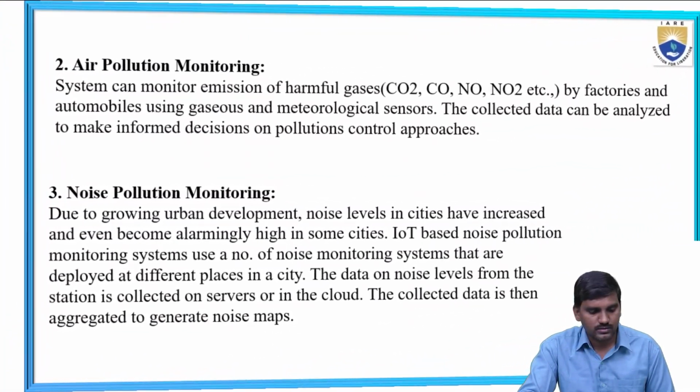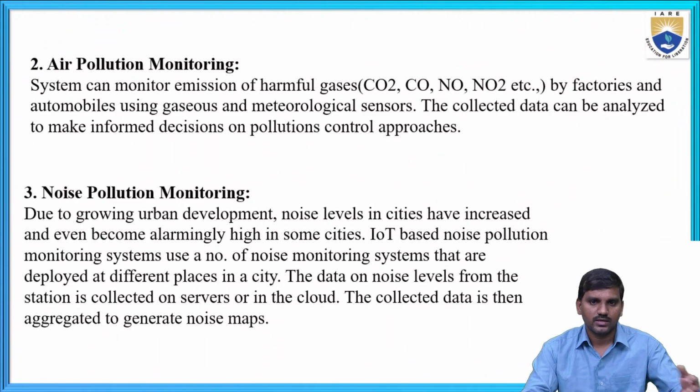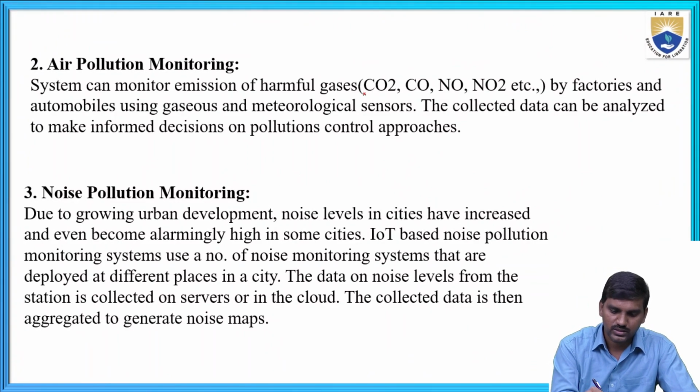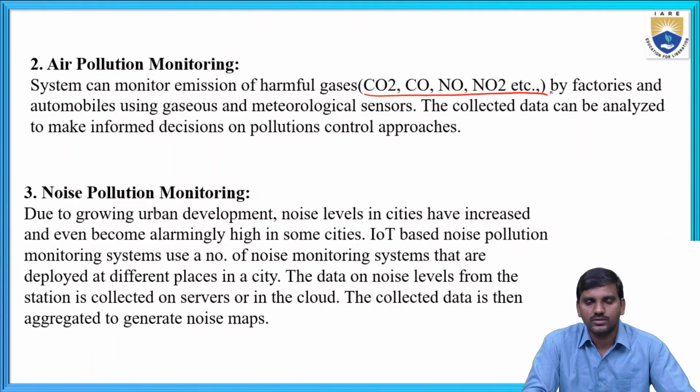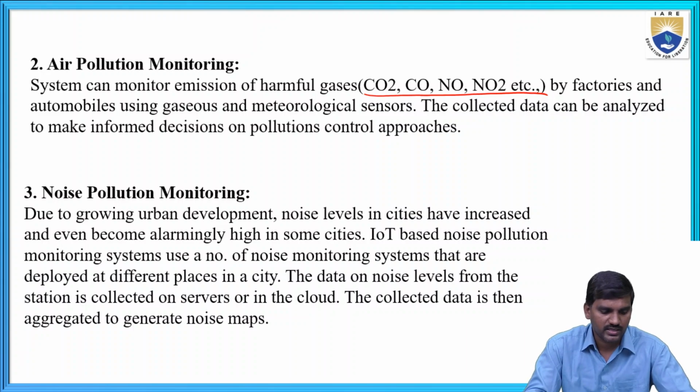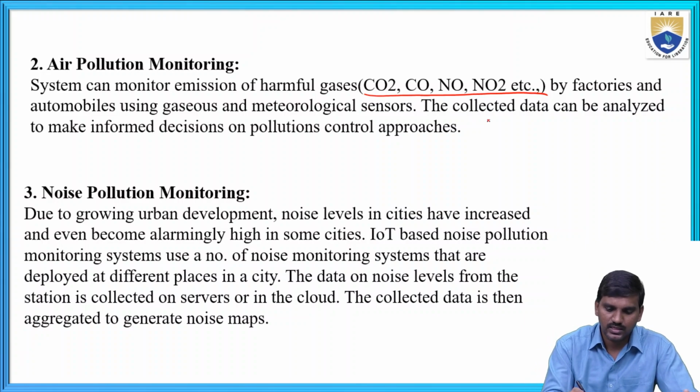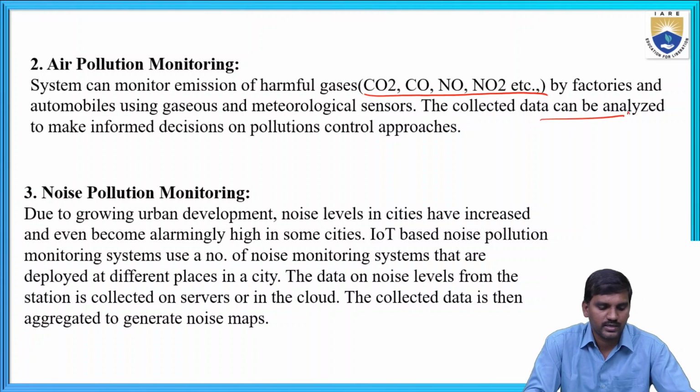Next, air pollution monitoring system. We already discussed in the last slide carbon monoxide, carbon dioxide, nitrogen dioxide, nitrogen monoxide, and so on. Using data on automobile gases and meteorological sensors, the collected data can be analyzed to make informed decisions on pollution control appliances. So this is air pollution monitoring under environment, the third domain.